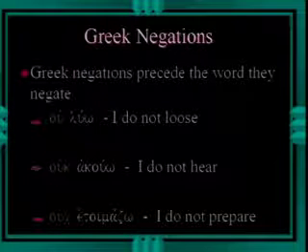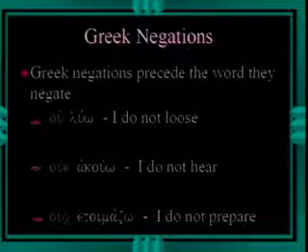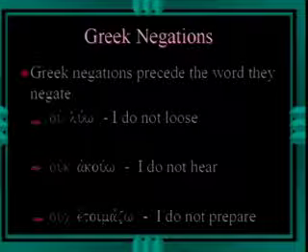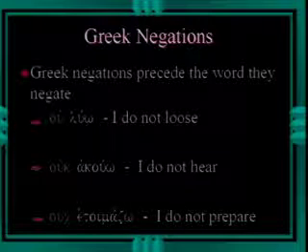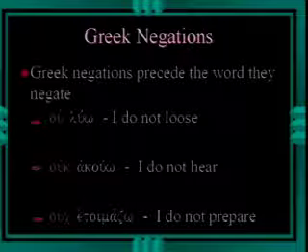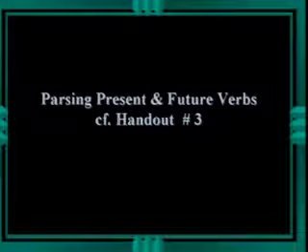All right, now as you're working with these here, it's just important to note that whether you're dealing with ou, ouk, or ouch, they're all negations. And they're a simple way of negating the verbal action in the sentence itself. And look for these negations to come prior to the verb in the sentence. Okay?